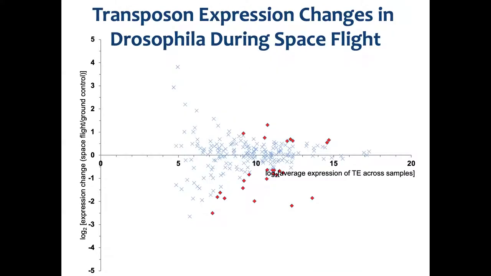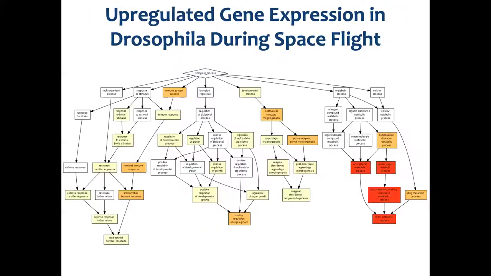Likewise, there are changes in transposon expression in Drosophila during spaceflight, albeit at a lower scale than Medaka. Transposons whose expression is significantly different are shown in red. Surprisingly, spaceflight did not affect as many systems in Drosophila as it did in Medaka.